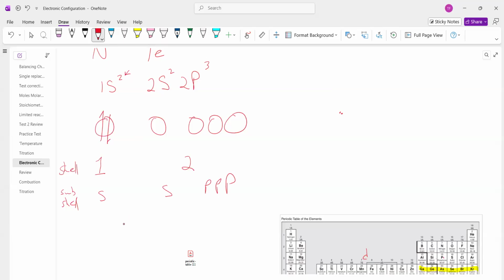Okay, so we have 5 more to go. So we're going to go to the S first and totally fill it. And how many do we have left over? 3. So there's 2 ways to fill those 3. We can put it like this, or like that.